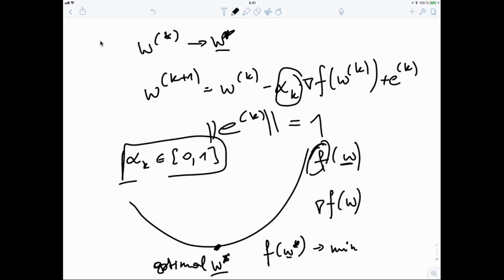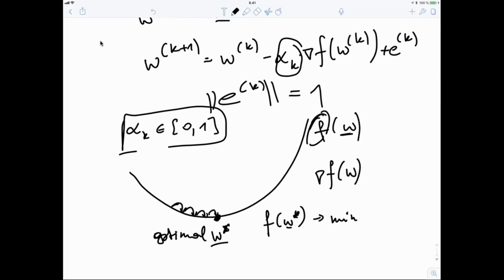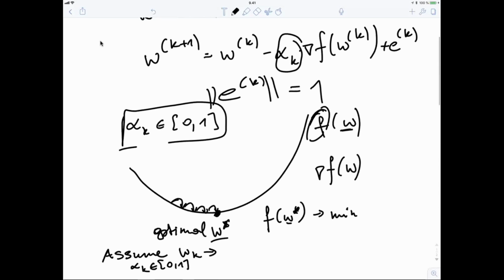And the answer is no, by a proof by contradiction argument. So let's assume there would be such a sequence. So we would find a sequence such that the iterates get closer and closer to the optimal weight vector. What would that mean for the gradient? Let's assume we have found alpha k step sizes that satisfy this constraint. So they are between 0 and 1, and wk converges to the optimum.